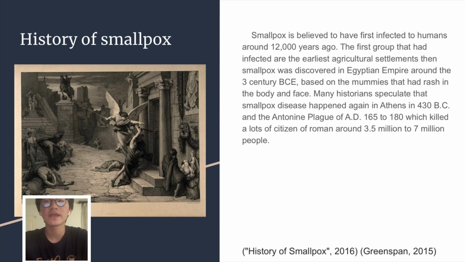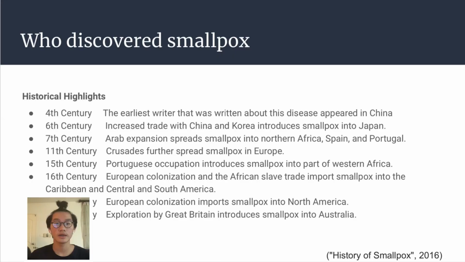Many historians guess that the smallpox disease happened again in Athens in 430 BC, and happened again in the conflict of the Antonine Plague of AD 165 to 180, which killed most of the citizens of Rome, around 1.5 million to 7 million people. These are the highlight conflicts of smallpox in history.